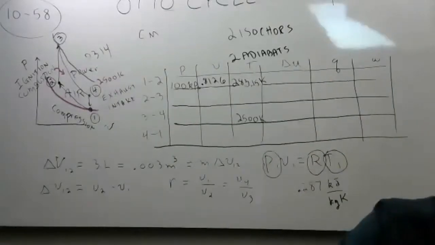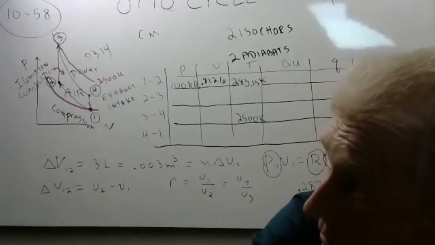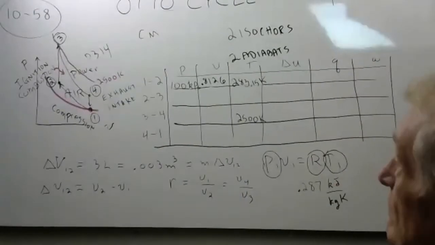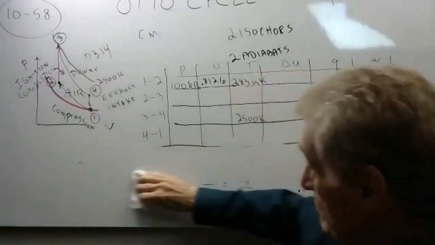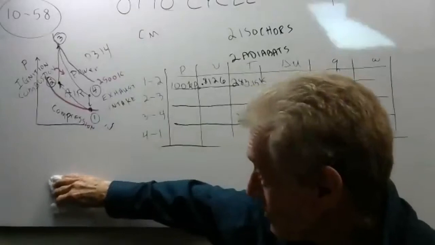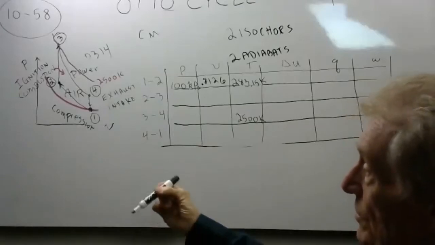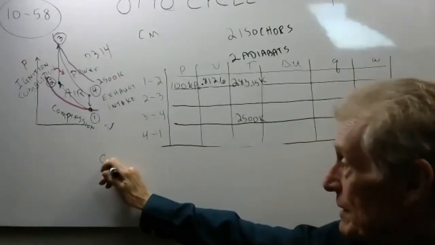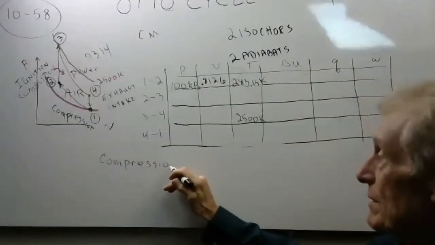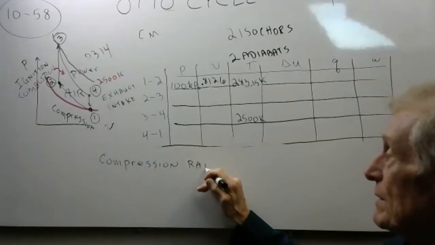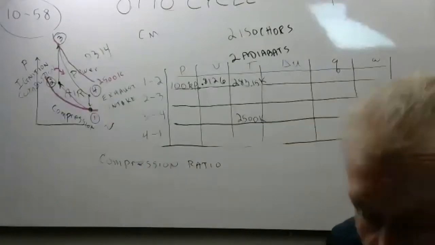We're going to fill in this table. We're going to do this auto cycle. I need this room here, so I'm going to erase all this stuff. Now, here's the dirty little secret of the auto cycle. They gave us the compression ratio. It's called the compression ratio. They said it was, uh-oh, I lost my page.